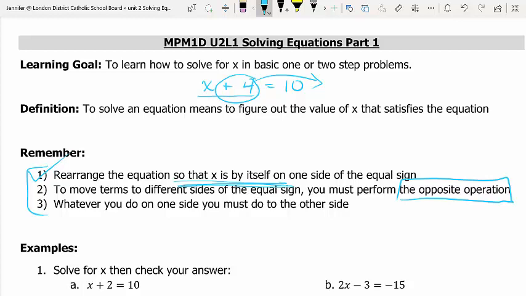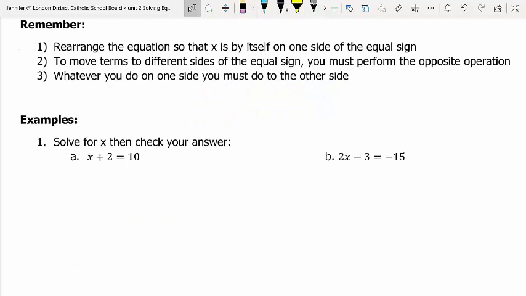And finally, whatever you do on one side, you must do on the other side. So let's say I want to subtract 4 from this left side, you must also subtract 4 on the other side. And that's just so that you don't change the equation. But again, all 3 of these points will make a lot more sense once we start doing examples. So on to some examples.